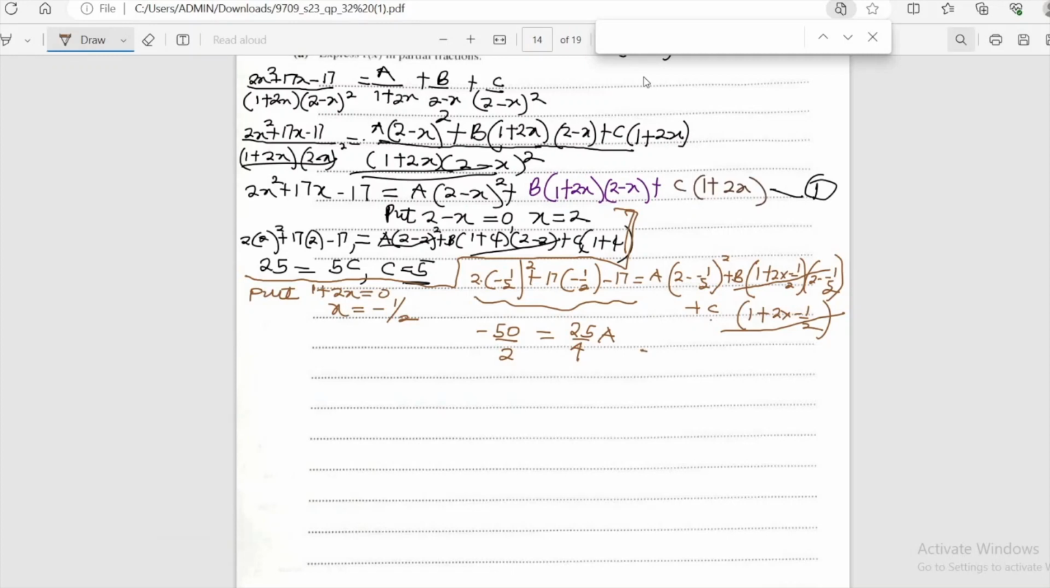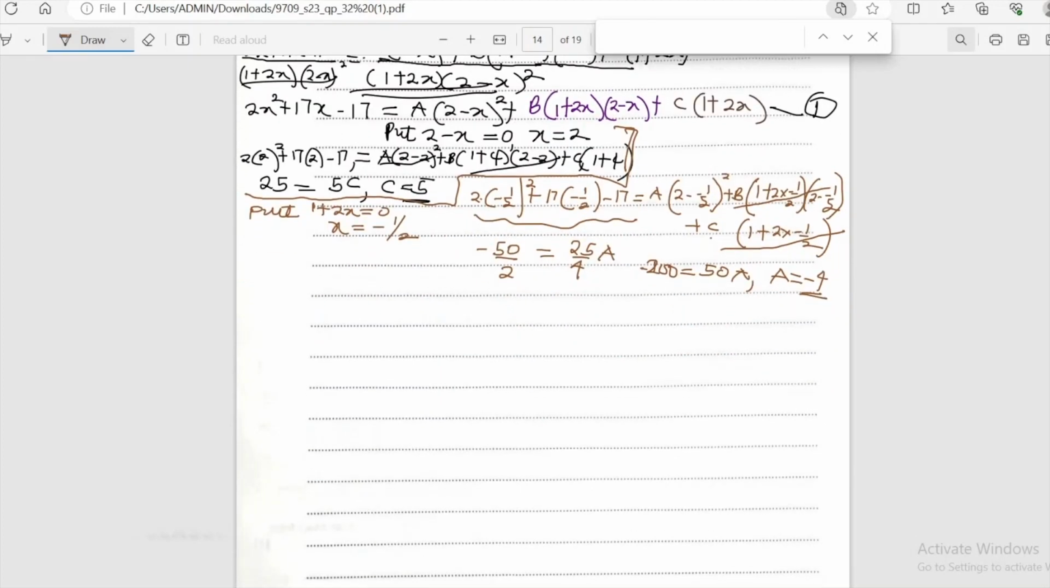minus 100 equal to 50A. At the end of the day, A equal to, it's not minus 100, I think it's minus 250 times 4. So A will be minus 4. That's for A. So we have A to be minus 4. We have C to be 5.